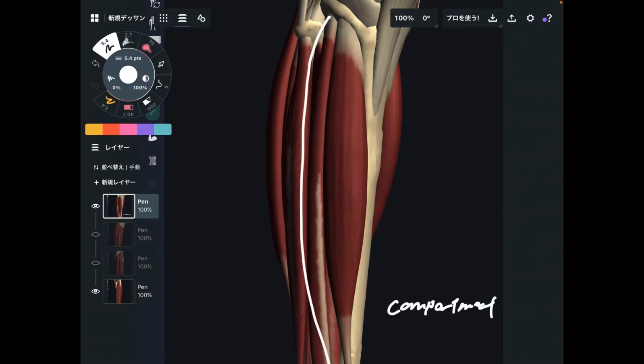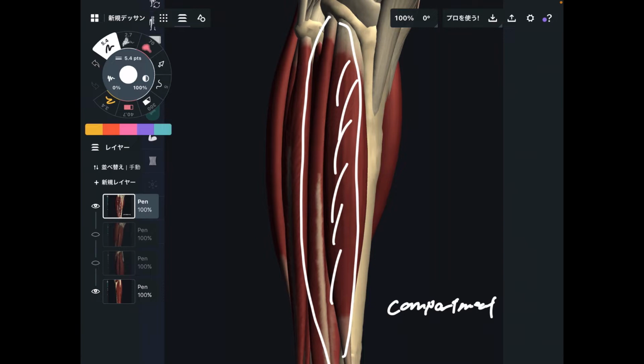This is anterior compartment. There are 3 muscles in this group. First muscle is this one. This is tibialis anterior. And next one is this one. This is extensor digitorum longus.